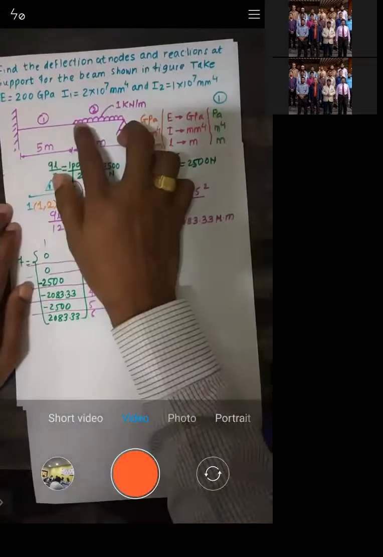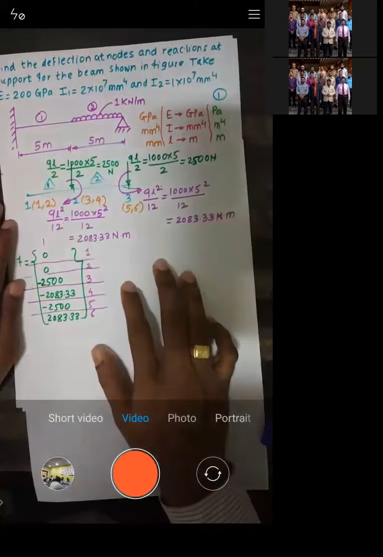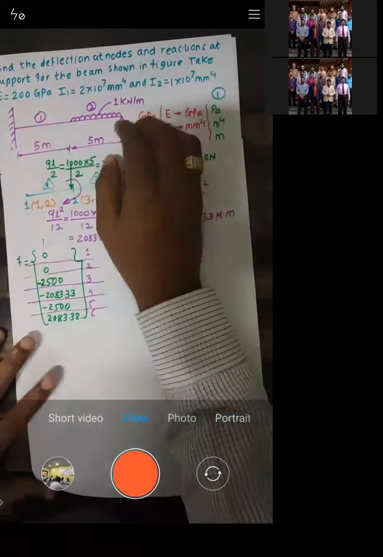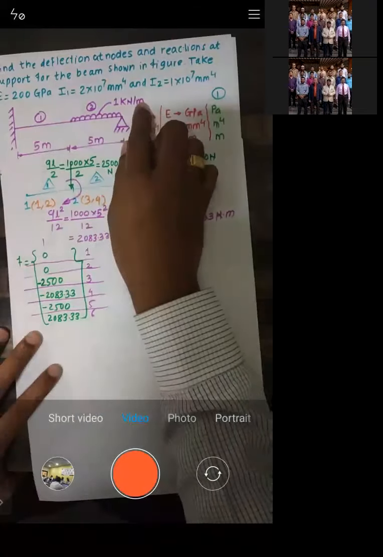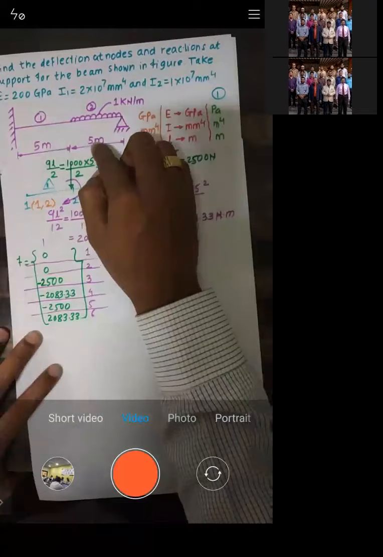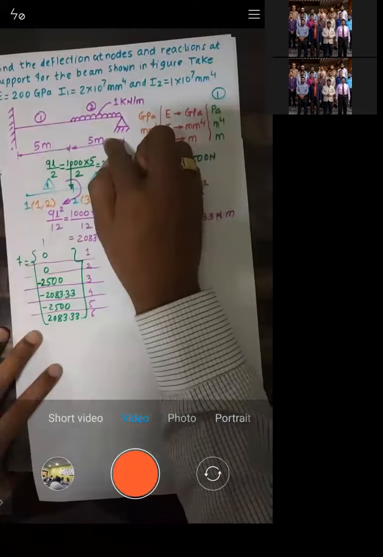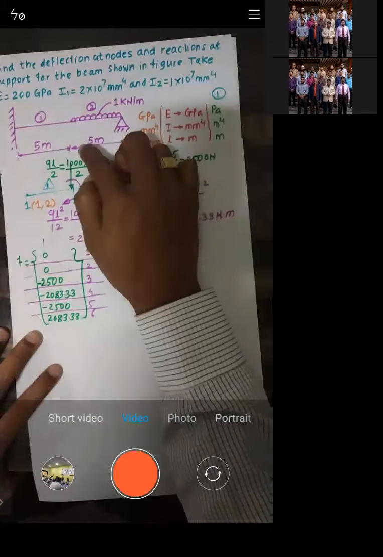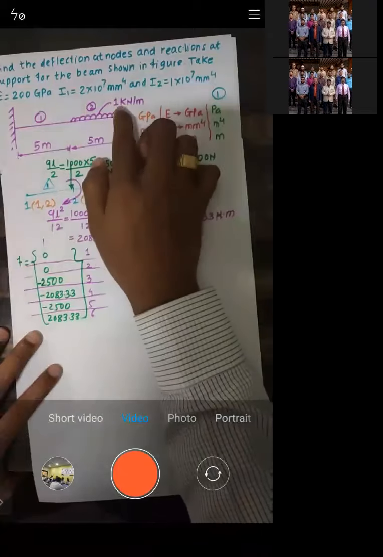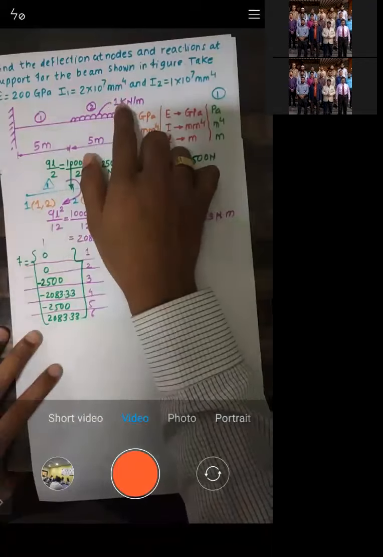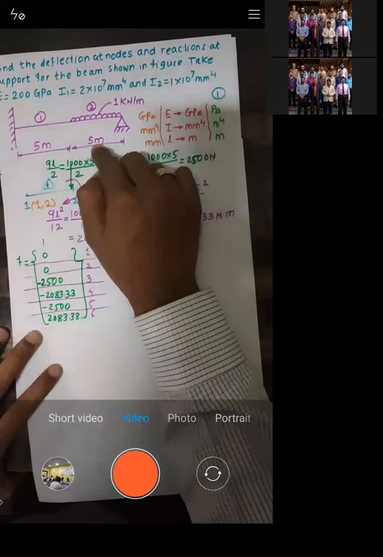This was a uniformly distributed load. I am supposed to convert that uniformly distributed load into a point load. So 1 kilonewton per meter is acting on 5 meters. So its intensity becomes 1 into 5, right? We will convert this kilonewton to newton, that means this is 1000. So this 1000 will act on 5 meters, so it becomes 5000.